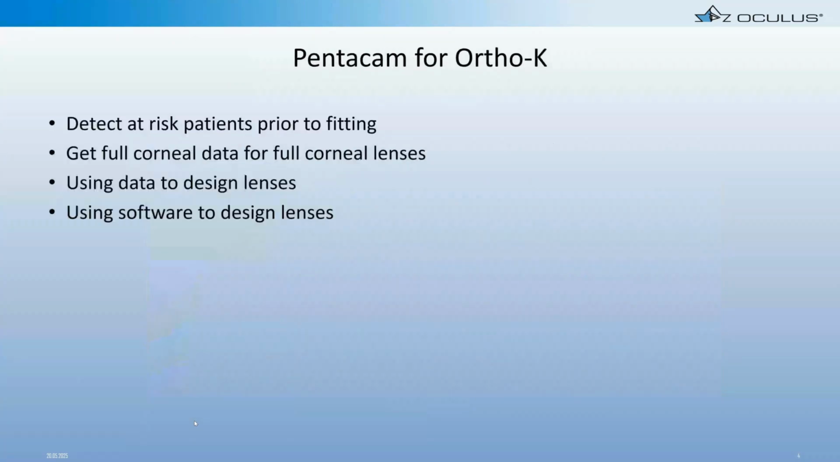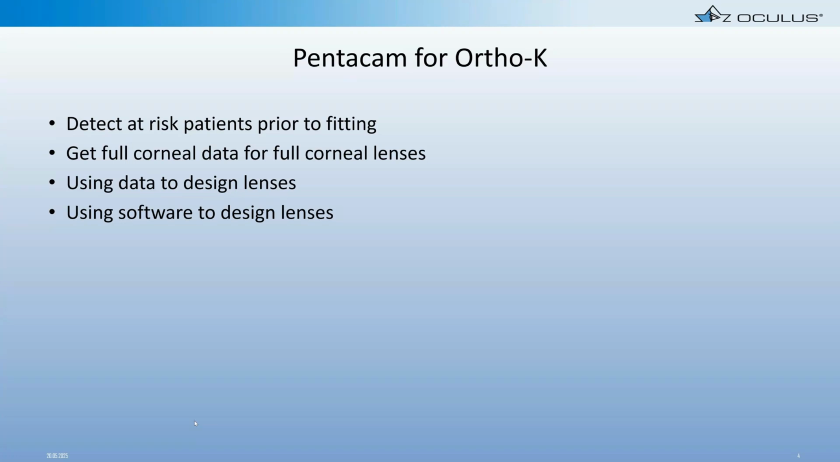The topics that we'll go through with the Pentacam for Ortho-K are these four. We're going to talk about how Pentacam gives you a unique angle at detecting at-risk patients prior to fitting. And as you know, when you undertake to do Ortho-K, if all goes well, you're going to reshape that cornea for a long time. You're not going to have an opportunity to go back and compare to pre-Ortho-K maps, because they won't compare once you've reshaped the cornea.